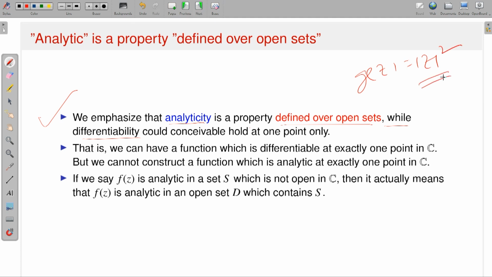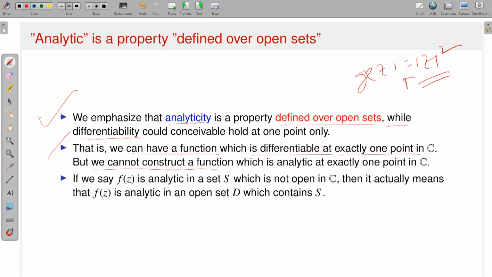This kind of function is differentiable exactly at the point 0, but it is nowhere differentiable in C minus 0, right? But you cannot have the kind of function which is analytic exactly at one point, because analyticity is a set property. So we can have a function which is differentiable exactly at one point, like these functions.